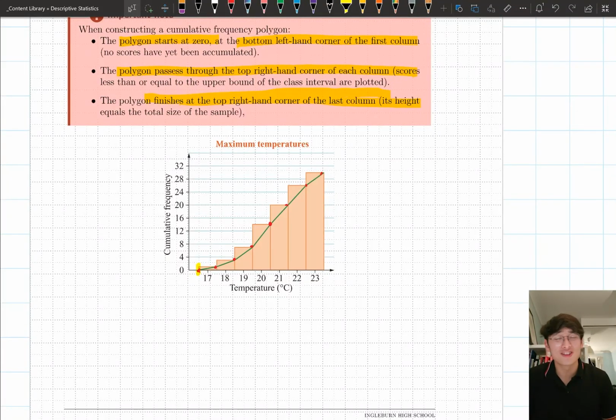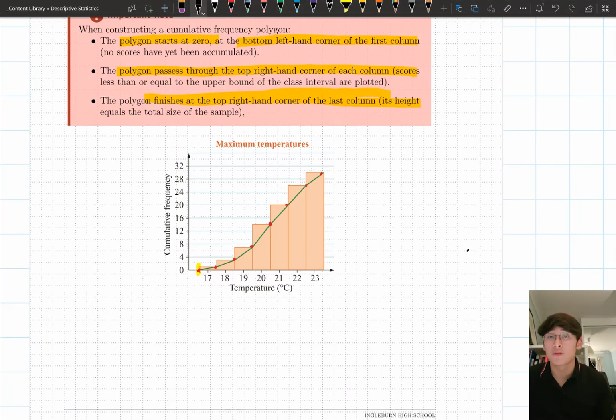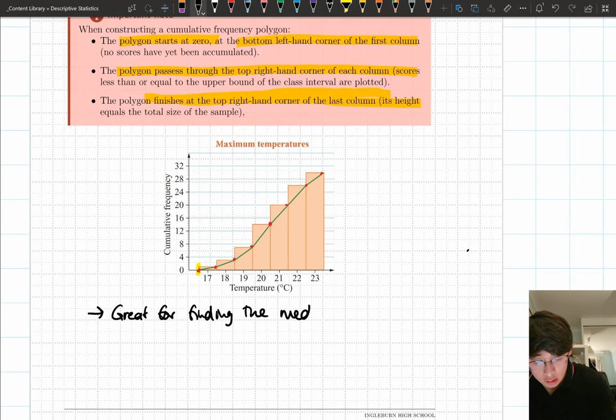Now I didn't quite mention this in the previous lesson, but what the cumulative frequency is really great for, and so are cumulative frequency polygons, is finding the median.